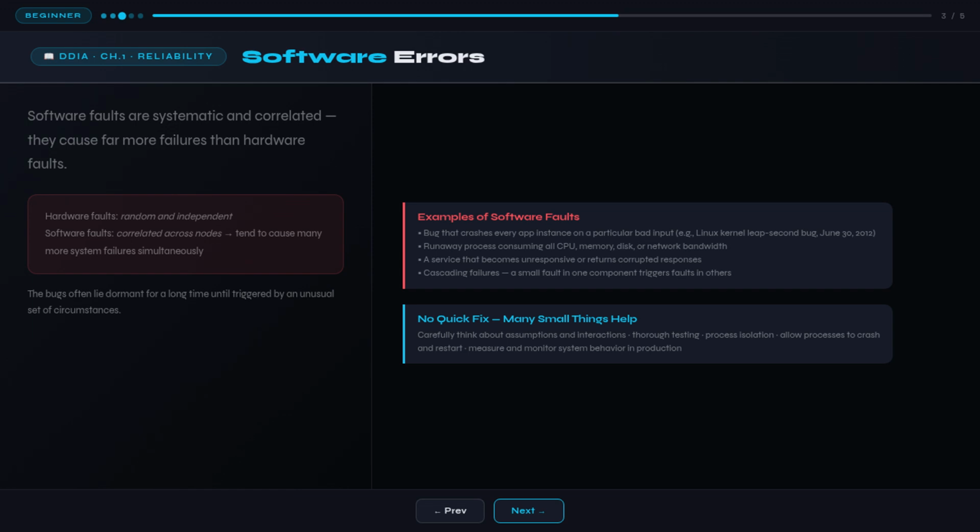The book gives more examples of this category. A runaway process that consumes all available CPU, memory, disk space, or network bandwidth, starving every other process sharing that resource. A service that becomes slow and unresponsive, triggering cascading failures as other services that depend on it start queuing up and eventually timing out or crashing too. A service that starts returning corrupted responses, silently poisoning the data processed by downstream systems.